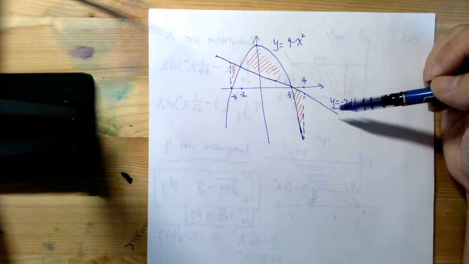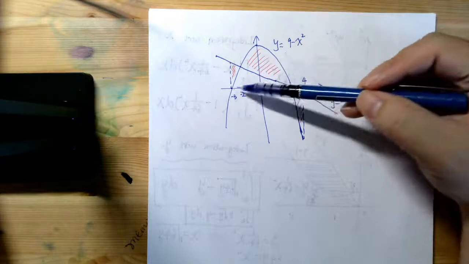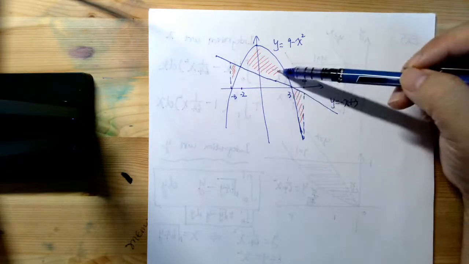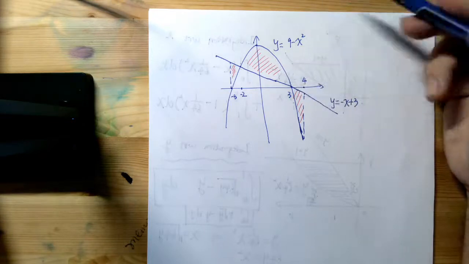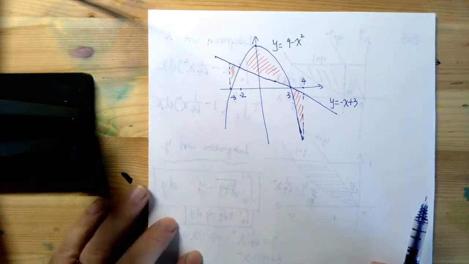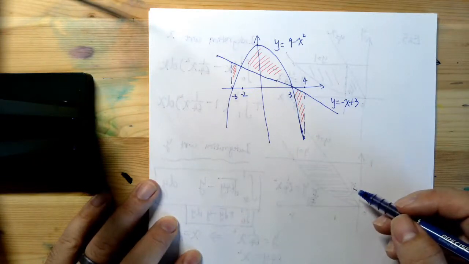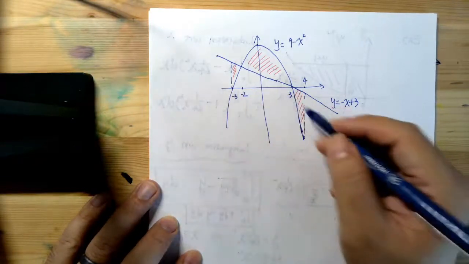As you can see, it has three parts: from negative 3 to negative 2 is the first part, negative 2 to 3 is the second, and 3 to 4 is the third part. We can write the area for each region and then add them up.